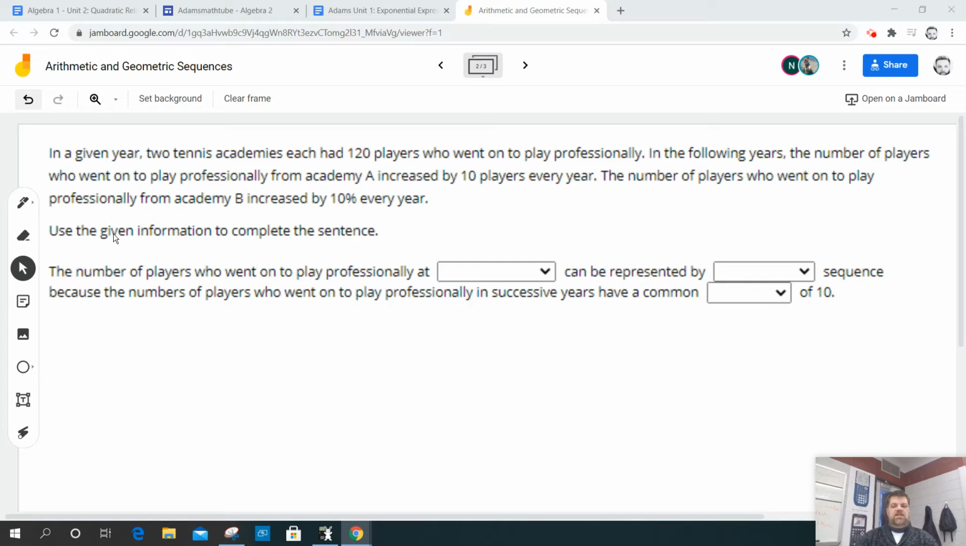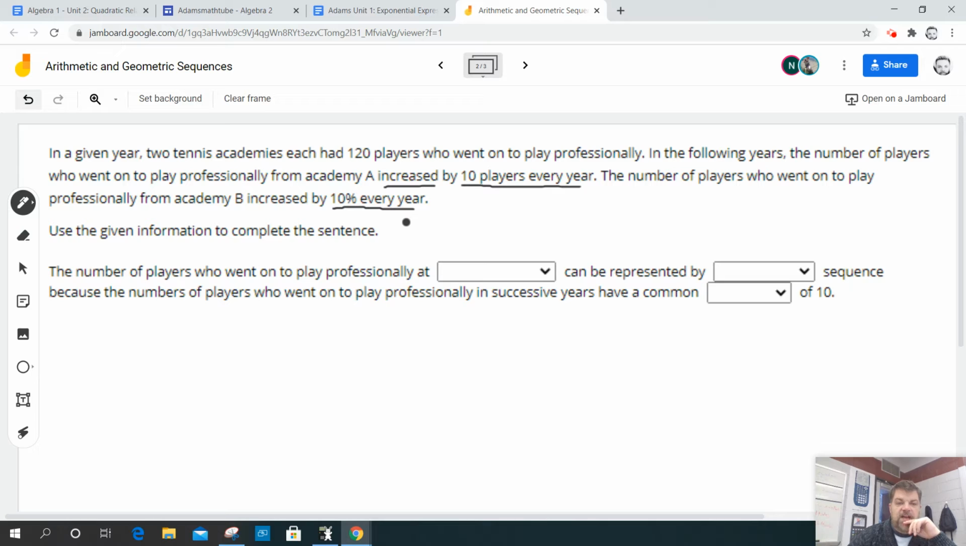All right, so this one says, in a given year, 2 tennis academies each had 120 players who went on to play professionally. In the following years, the number of players who went on to play professionally from Academy A increased by 10 players per year. Now, 10 players every year and an increase, it's probably a common difference, and we'll talk about that in a second.